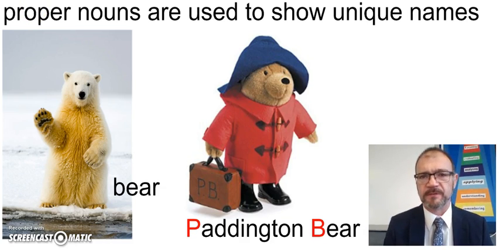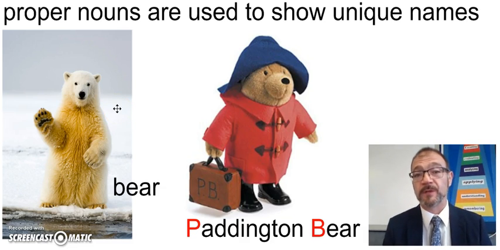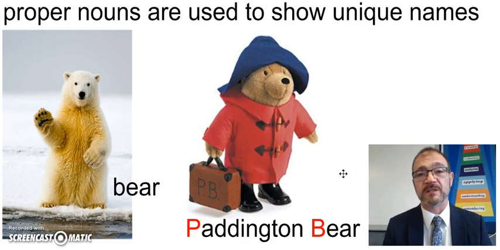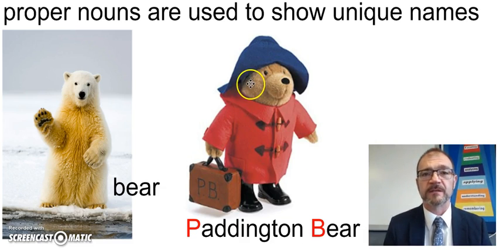Proper nouns are different from common nouns. This is a common noun here, bear. We don't know who this bear is, we don't know what his name is. He probably doesn't have a name. He's just a bear, any old bear. But this bear is Paddington Bear, and you can see that Paddington Bear has a name that begins with a capital B and a capital B. And that's because it isn't just what he is, it's who he is, and it's how he's different from any other bear. It's the quality of being unique that makes a proper noun different to a common noun.